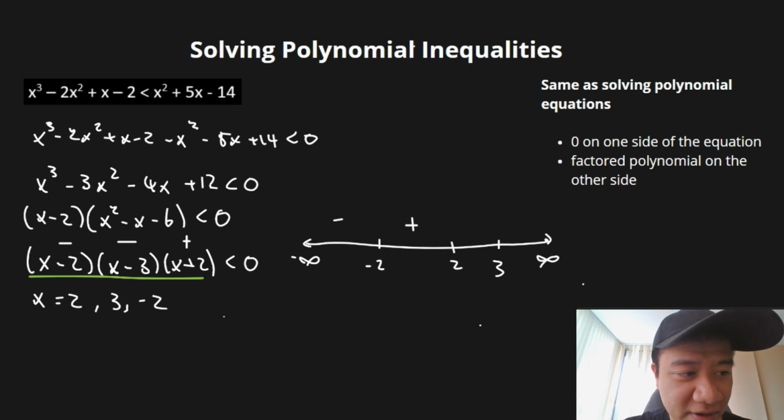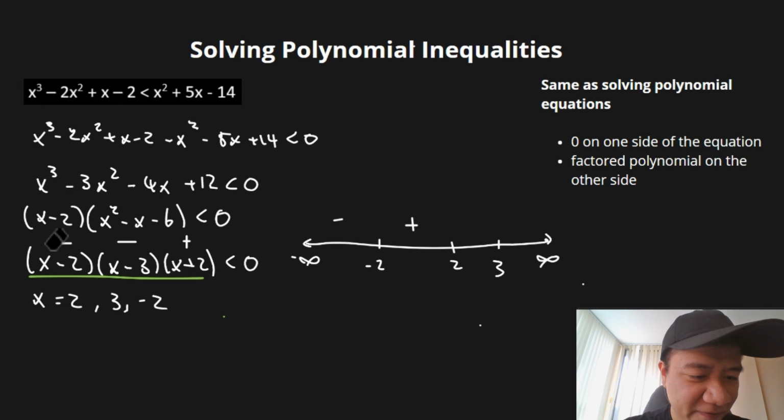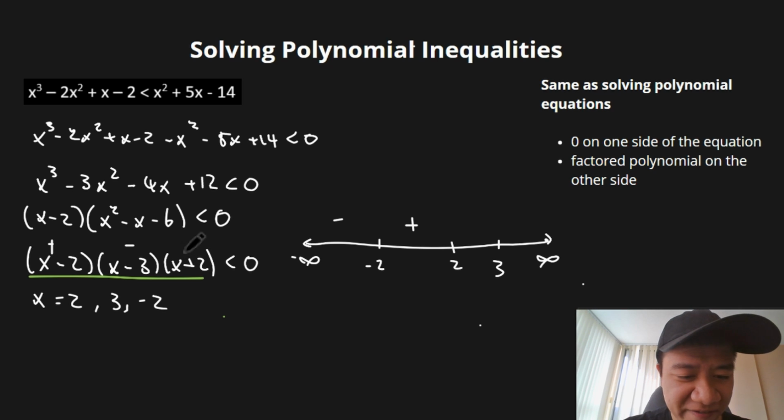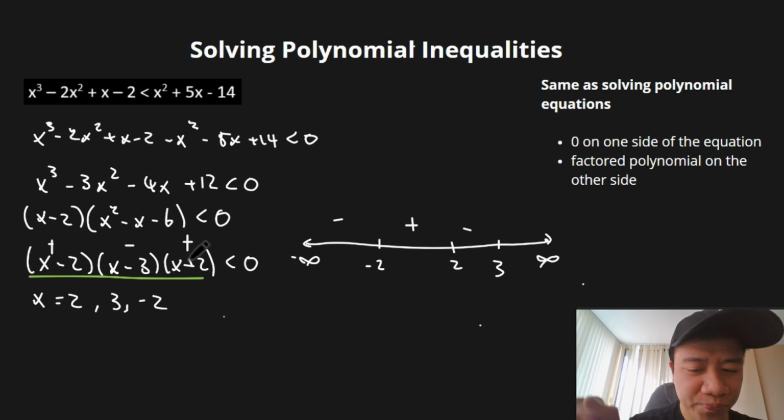And then between 2 and 3, we can sub in 2.5. 2.5 minus 2 is some positive number. Let's write that over here. Positive number. 2.5 minus 3 is some negative number. And then 2.5 plus 2 is some positive number. So since we have positive times negative times positive, it's going to be negative.